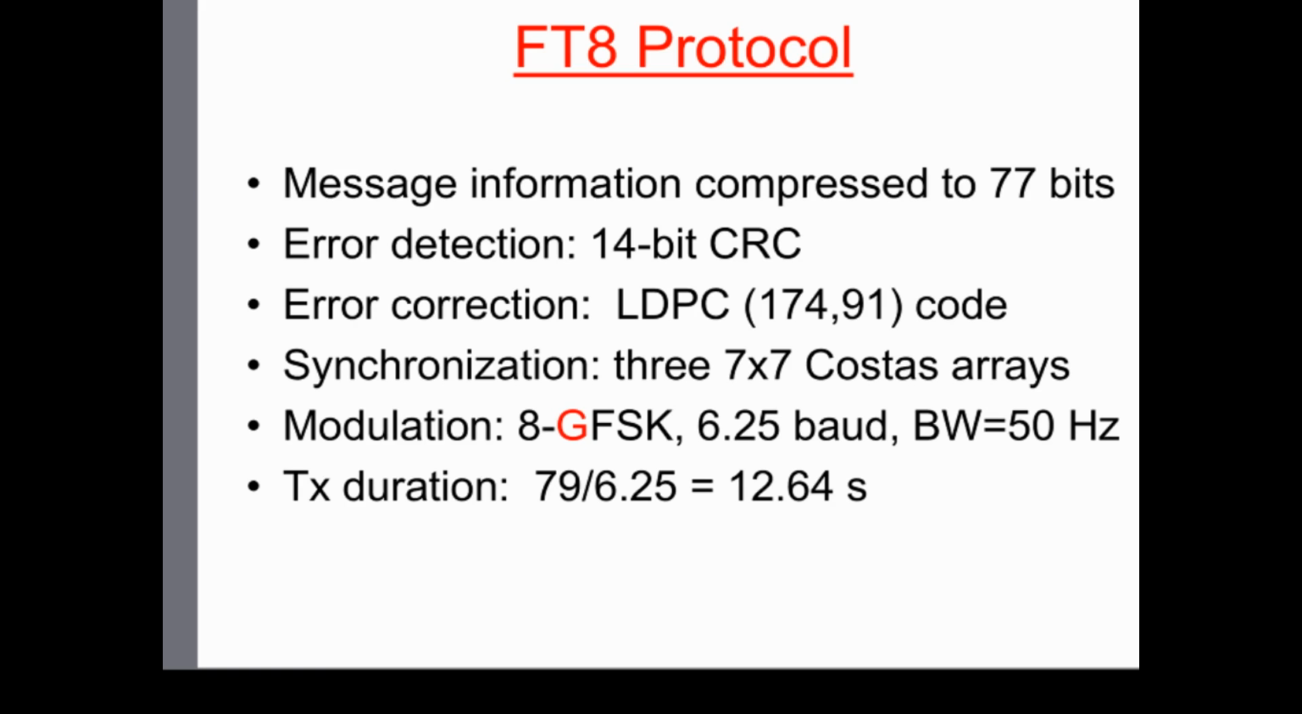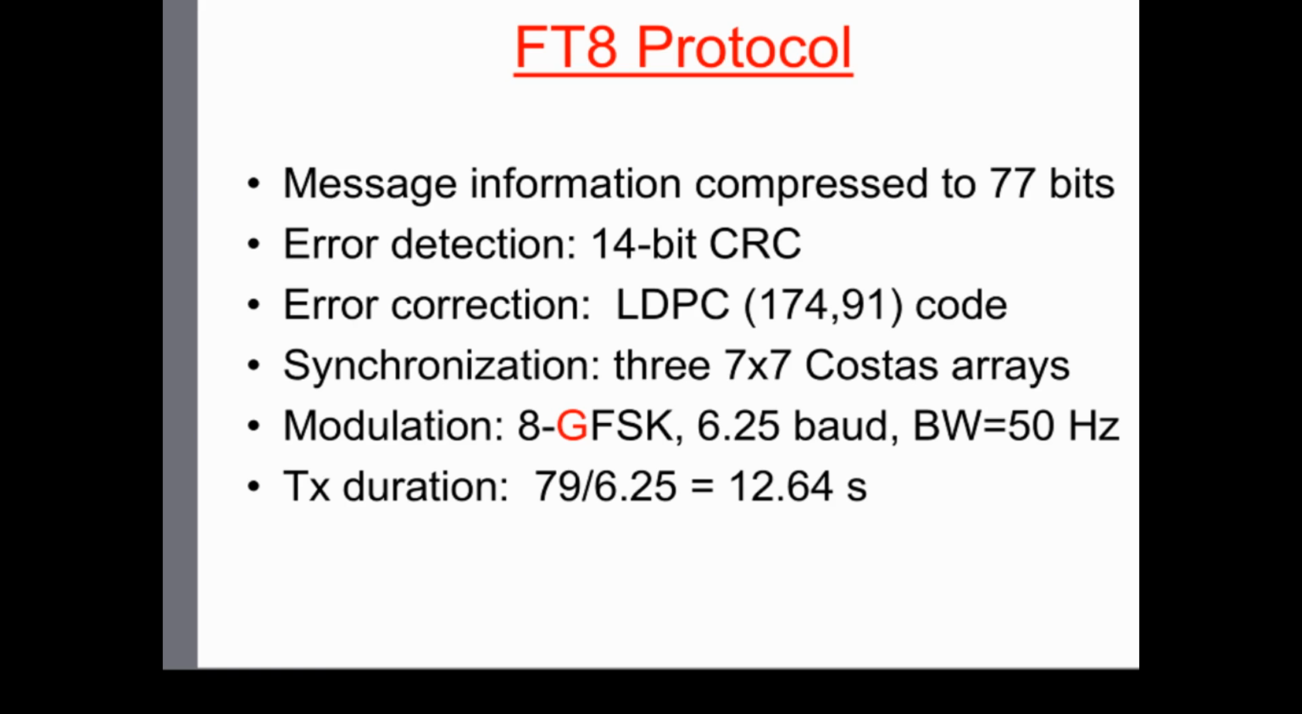We need to do this because the message as received is only useful if we know exactly when it starts and what frequency its sort of origin is. And those are done by using these Costas arrays. We then modulate the signal in 8-tone frequency shift keying. So it's 8 separate frequencies that can be, only one at a time, keyed on and off.